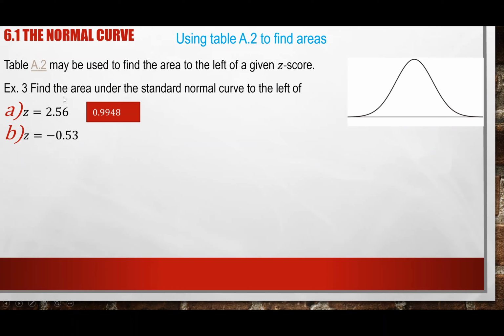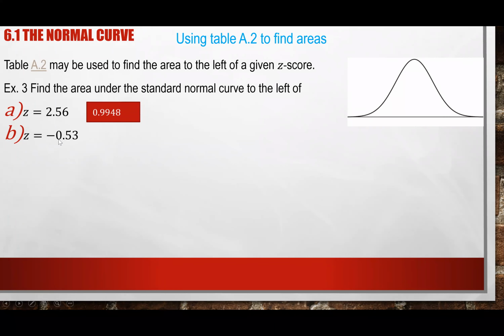They tell you that you can use this table to find your answer, which gives you all of the z-scores from negative to positive. So if they ask you to find the area under the standard normal curve to the left of negative 0.53.